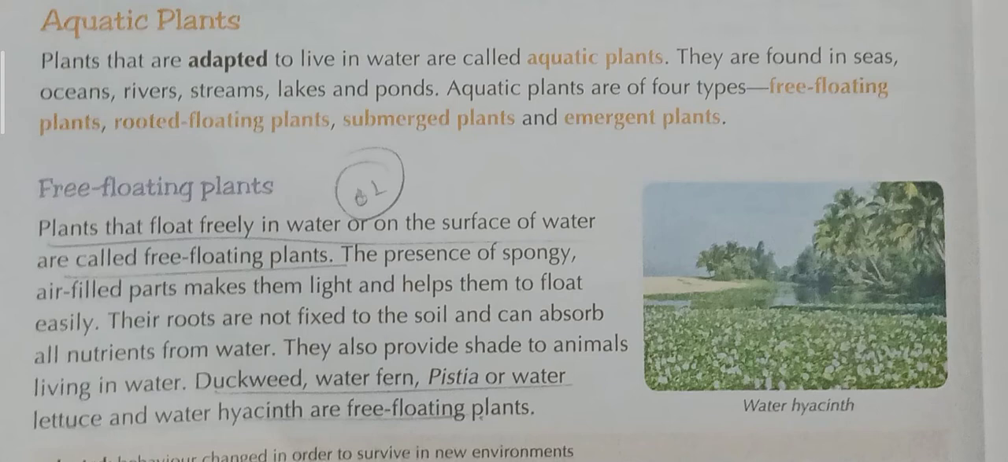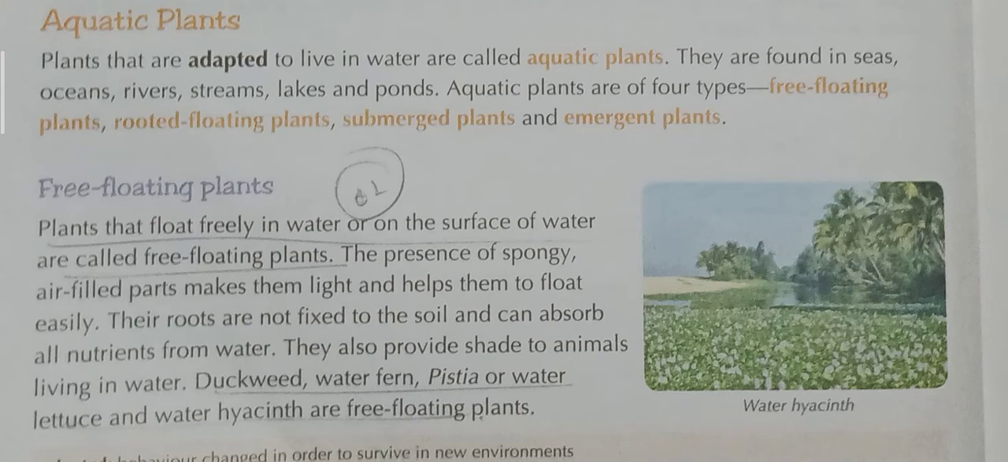Aquatic plants are classified into 4 types: free floating plants, rooted floating plants, submerged plants and emergent plants. Free floating plants are plants that float freely in water or on the surface of water. The presence of spongy air filled parts makes them light and helps them to float easily. Their roots are not fixed to the soil and can absorb all nutrients from water. They also provide shade to animals living in water. Duckweeds, water fern, pistia or water lettuce and water hyacinth are free floating plants.